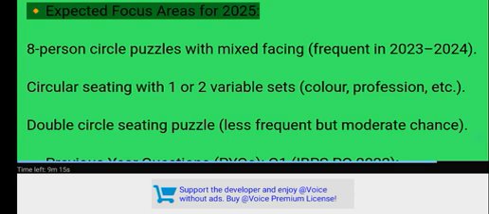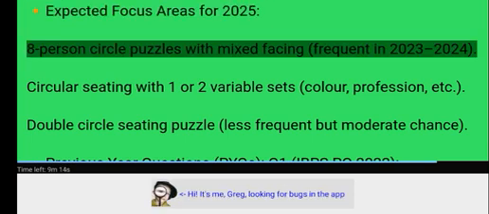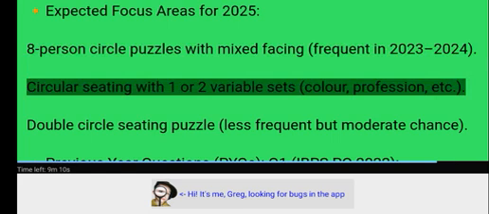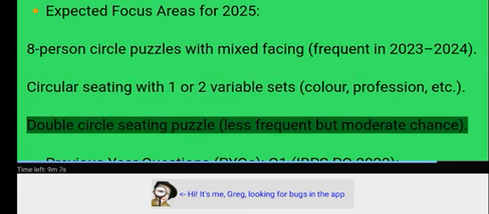Expected focus areas for 2025. 8-person circle puzzles with mixed facing, frequent in 2023-2024. Circular seating with 1 or 2 variable sets, color, profession, etc. Double circle seating puzzle, less frequent but moderate chance.